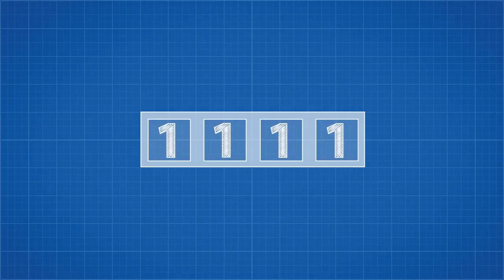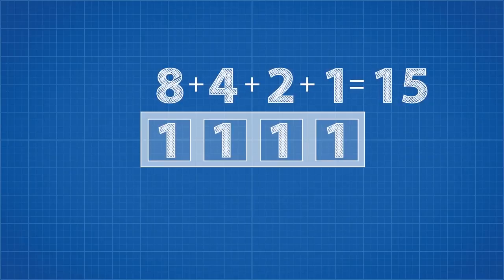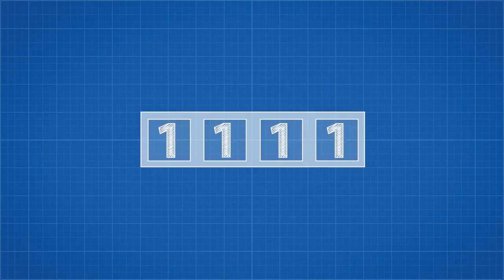This is the number 15, which is the largest number you can represent with 4 bits. The first bit represents 1, the next 2, then 4, and finally 8. Added up, that equals 15. This pattern continues, with each successive bit representing double the previous, so we can add an additional bit if we want to count up to 31.